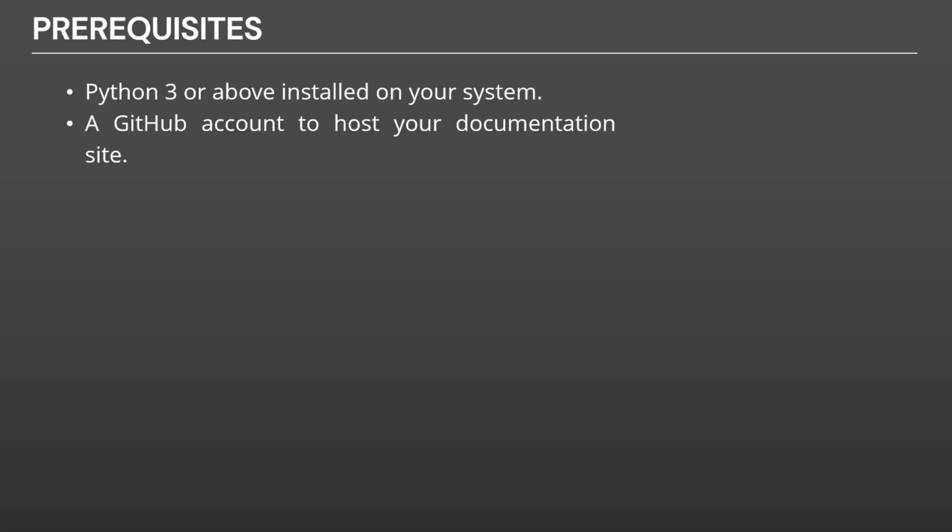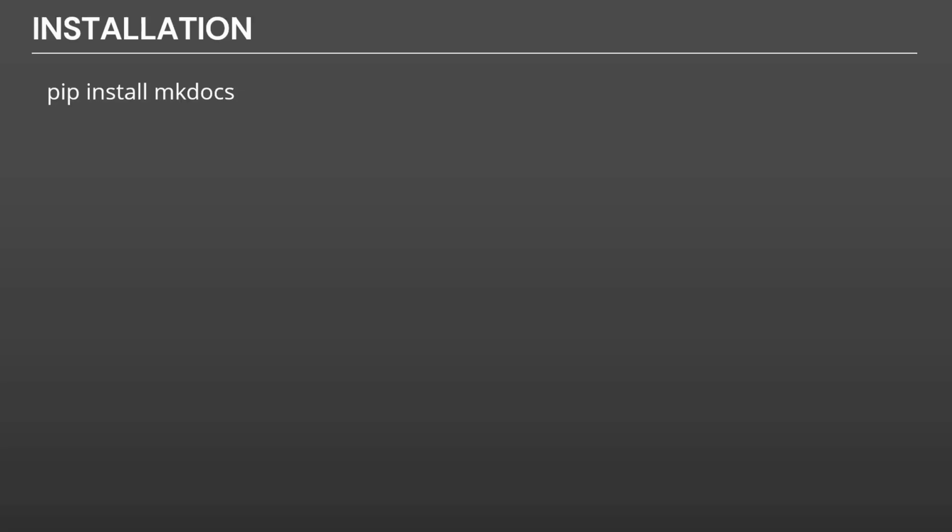Now let us check what the prerequisites are that we need for MkDocs. MkDocs is built over Python, so you need to have Python 3 or above installed on your system. You also need a GitHub account to host your documentation. Once Python is installed onto your local system, you can install MkDocs using the command pip install mkdocs.